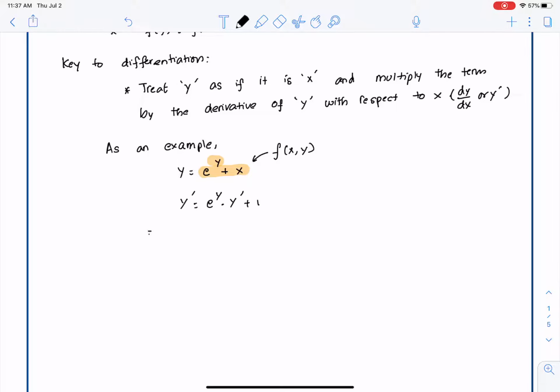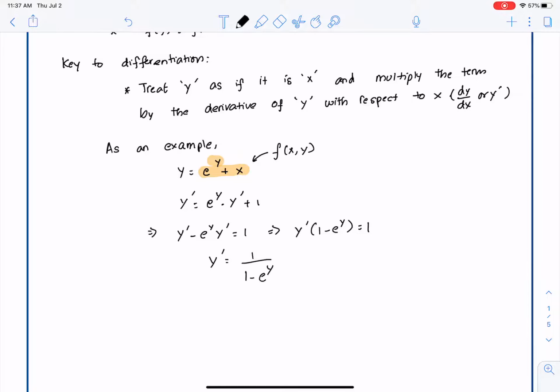If I rearrange the terms, I have y prime minus e raised y times y prime equals 1. Y prime times 1 minus e raised y would equal 1. I'm pulling y prime out in common. So y prime is 1 over 1 minus e raised y.